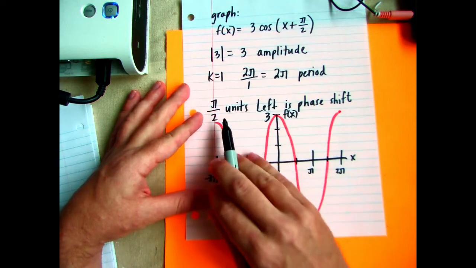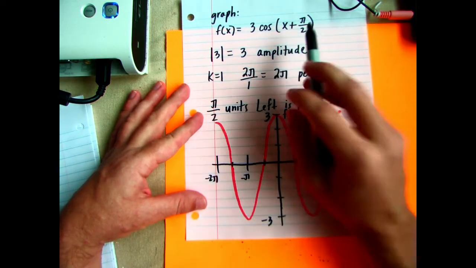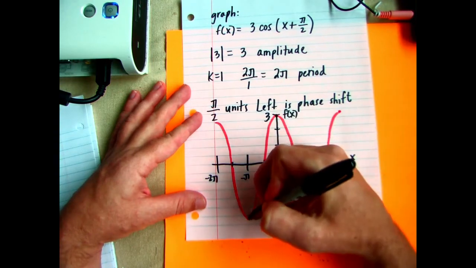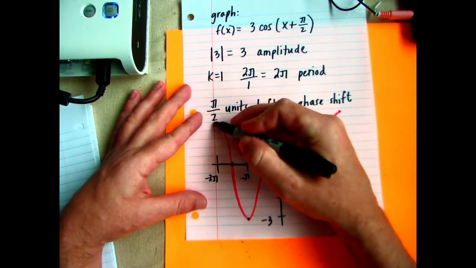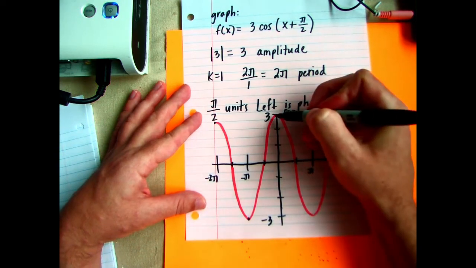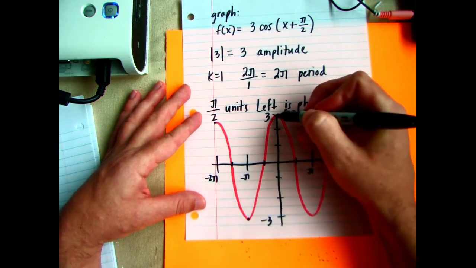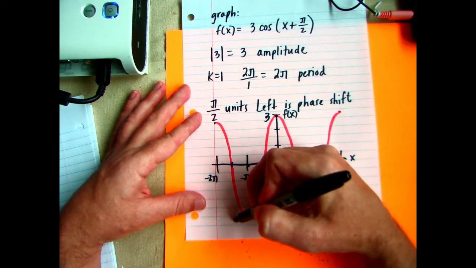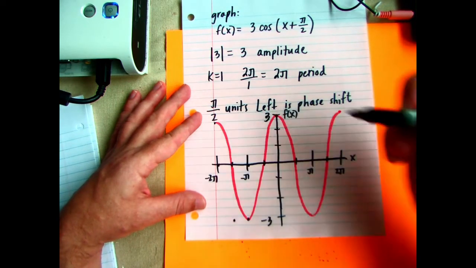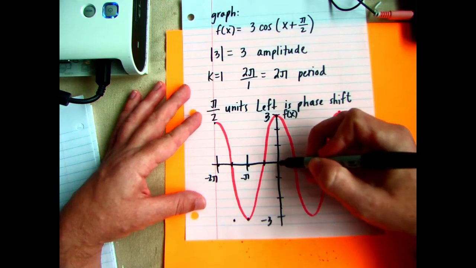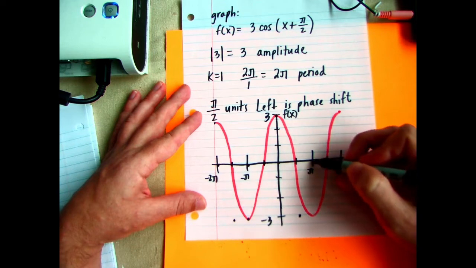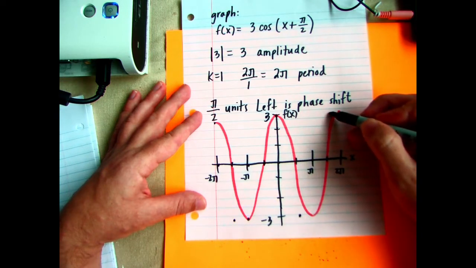So again, this just took care of the amplitude and the period. That's the red graph. Now I need to apply my phase shift pi/2 units to the left. So on the red graph, I'm putting in some points, and I'm going to move all of those points on the red graph pi/2 units to the left. So all the points on the red graph are going to move pi/2 units to the left.